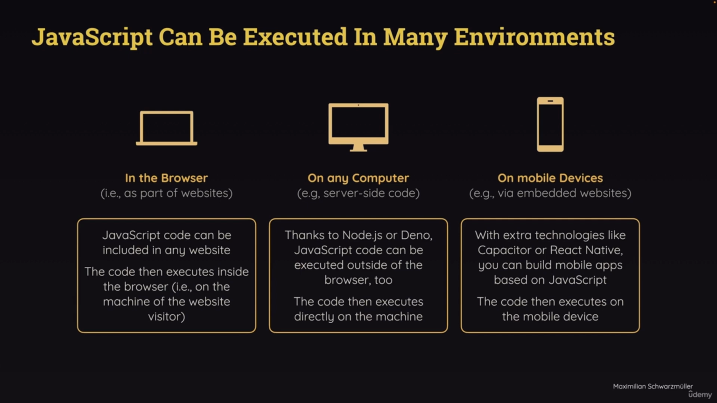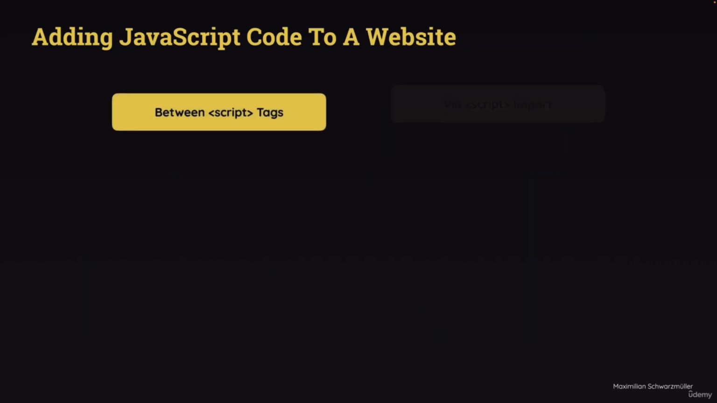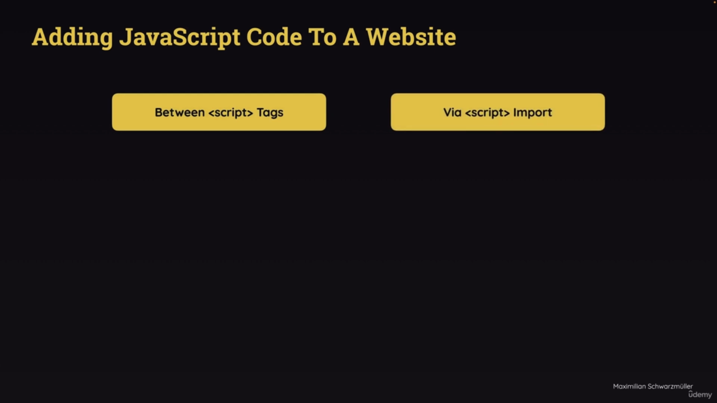So since we focus on JavaScript in the browser, let's explore how JavaScript code can be added to a website. And here you have two main options, and they both include the special script tag, the special script element which you can add to your HTML code. You can either put your JavaScript code between such script tags, or you can use those script tags to import JavaScript files, which then contain your JavaScript code.